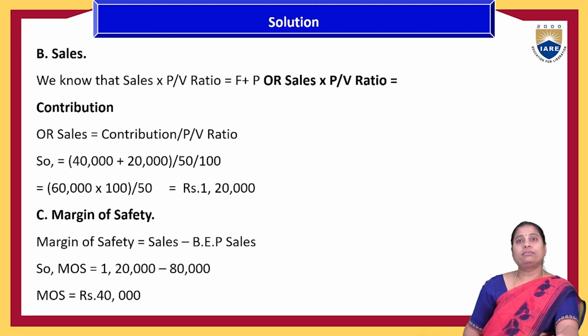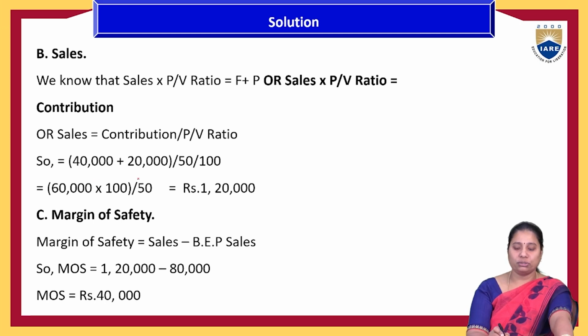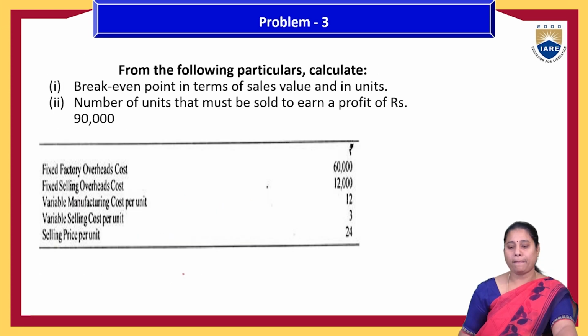Sales for this one, as we know the formula is sales into P/V ratio is equal to fixed cost plus profit, whereas the contribution sales is equal to contribution divided by the P/V ratio, so that 40,000 of the contribution plus 20,000 is the profit they are expecting. P/V ratio is 50%, and the sales are 1,20,000. Margin of safety: the total sales minus BEP sales will give us the margin of safety.